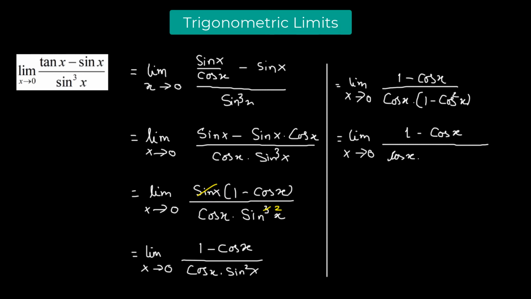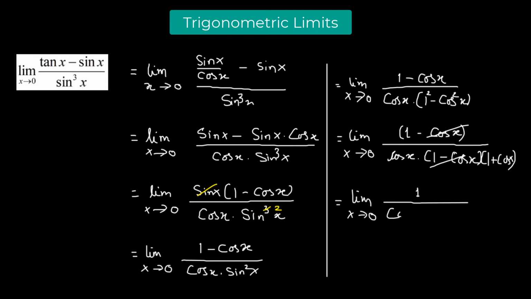So we have 1 minus cos squared x, and this is the identity a squared minus b squared, because we can write 1 as 1 squared. So we have (1 minus cos x) multiplied by (1 plus cos x). The 1 minus cos x term is common in both the numerator and the denominator, so we can cancel it out, and that leaves us with the limit x tending to 0 of 1 over cos x multiplied by (1 plus cos x).